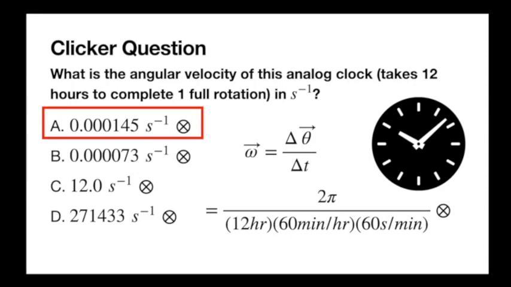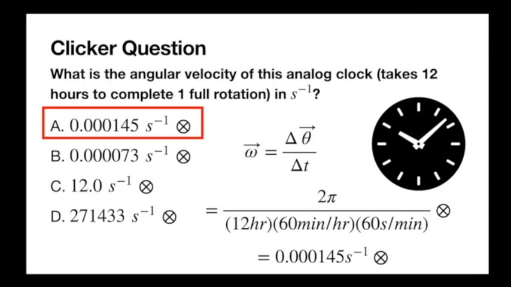So I need a direction, and we should all agree from our right-hand rule that this hour hand is going to be moving with an angular velocity that is into the page. And so the answer is A, this 0.000145 inverse seconds. We could have chosen any other interval too, right?